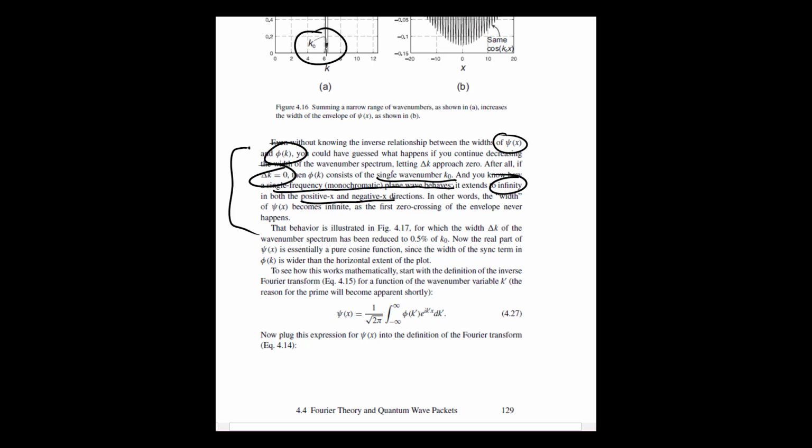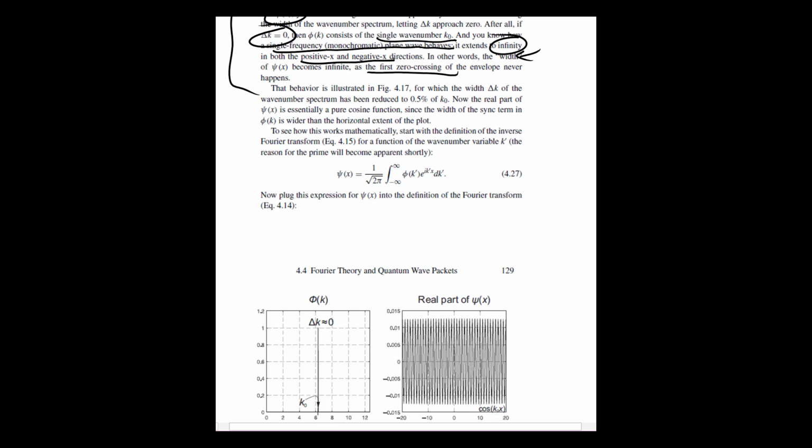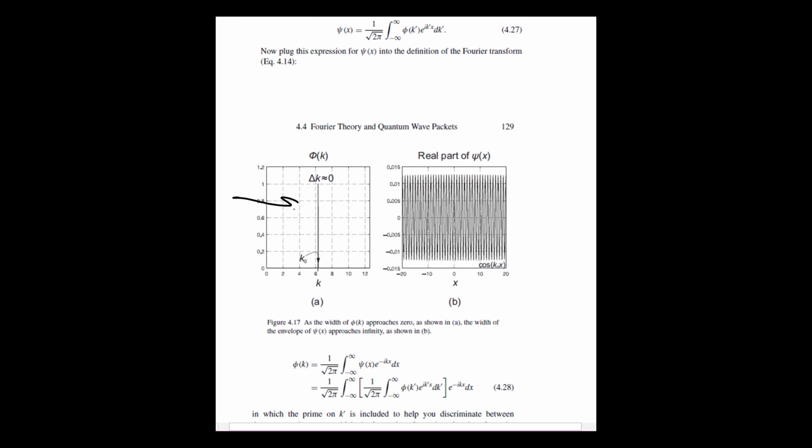So when the wave number spectrum width becomes 0, the width, if you can call it that, of psi of x becomes infinite. You never have a 0 crossing. You can see something that comes close to that in this example where I've let delta k go to something like 0.5% of k0. It's extremely narrow, and look at the real part of psi of x. There's still a sinc function here, but it's barely detectable. And if I truly had let this go to 0, this would have been perfectly flat over all space.